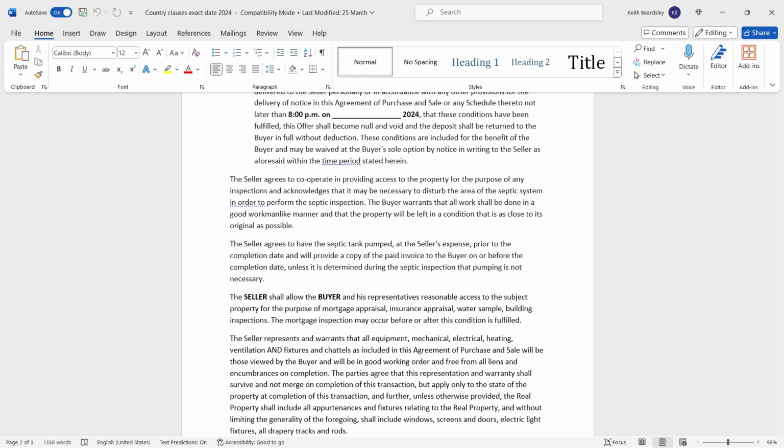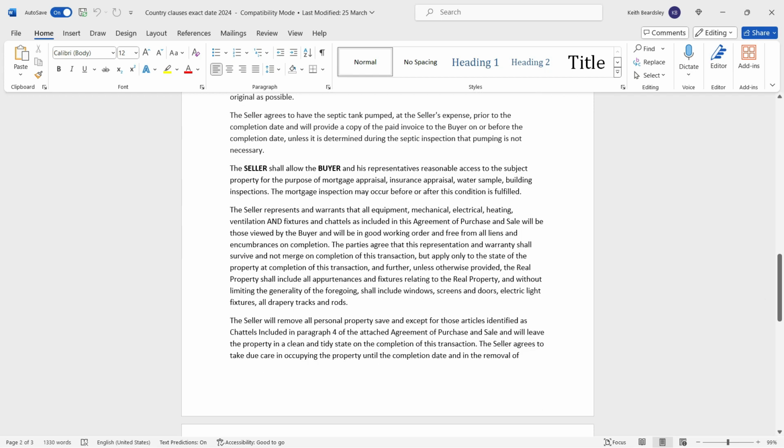And again, for the purpose of mortgage appraisal, here it says the seller shall allow the buyer and his representatives reasonable access. So there may be a requirement by the bank for a mortgage appraisal, maybe an insurance appraisal, it just depends. The seller will generally always agree to that type of thing, because that's the only way the house is going to get sold. But again, it has to be reasonable. Don't plan on doing something at 10 o'clock at night. Most of this is done during the morning or afternoon.